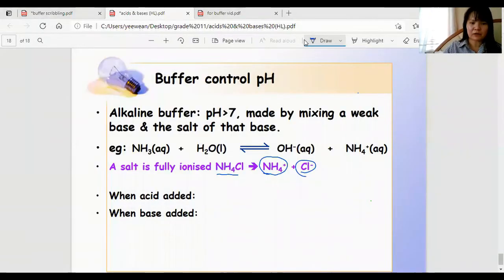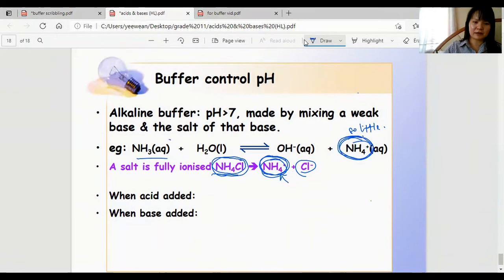Again, the main role of the salt is to provide the NH4⁺. So the amount of NH4⁺ actually came from how much NH4Cl we added in. So the moles all came from here. This gives the concentration of the NH4⁺, not from the weak base equation, because this amount is so little, it's negligible. We're taking the value from here. And since this dissociated so little, we can take the value from here itself.